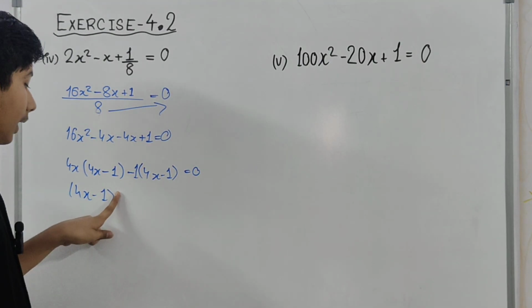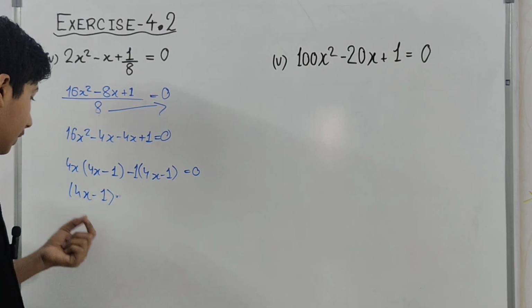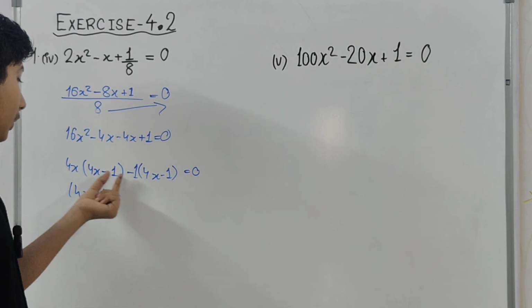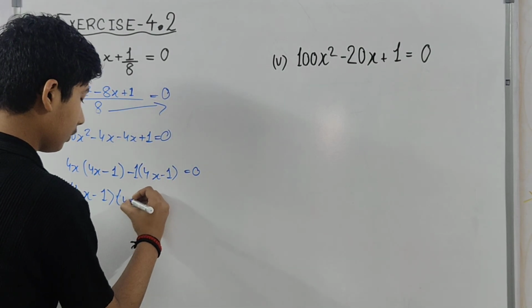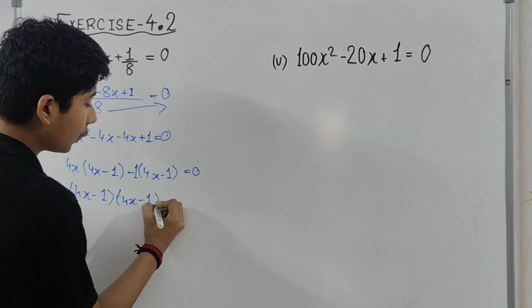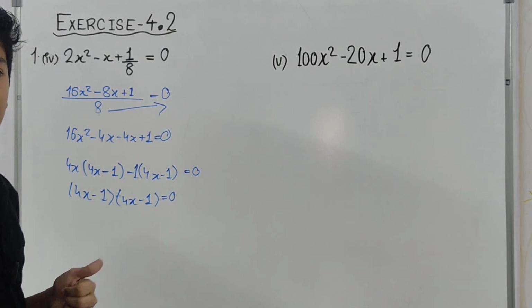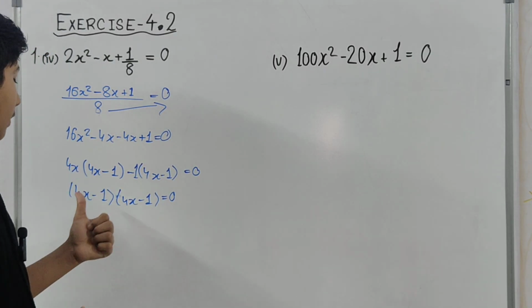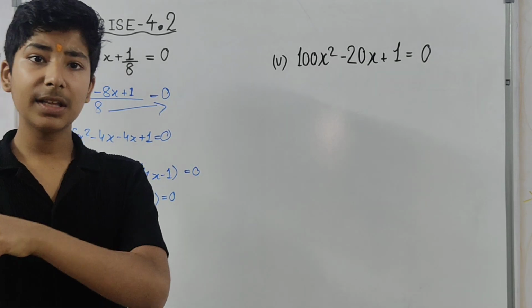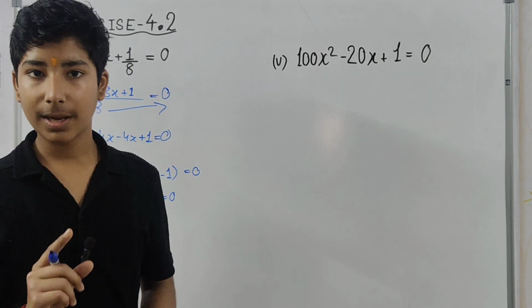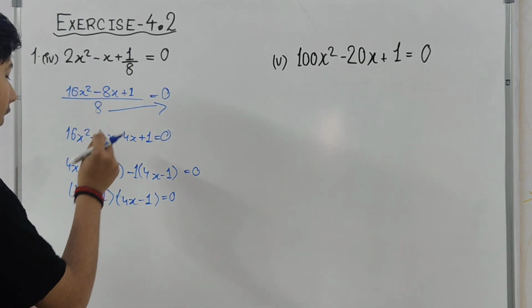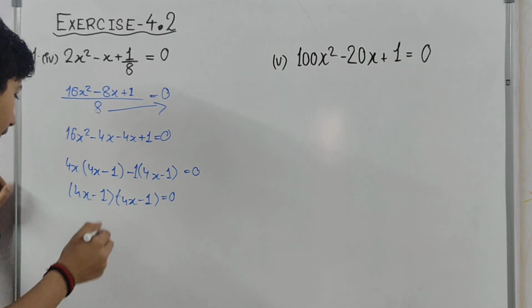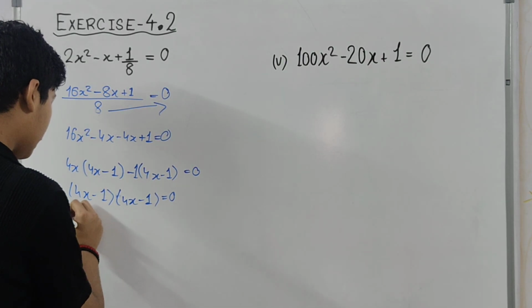And see, here if we take 4x minus 1 common, the other thing left will be 4x minus 1. So both the brackets are same. We could also have solved it using identity, which will be a minus b whole square. But it is given that we have to solve using only the factorization method, so we have solved it using the factorization method.